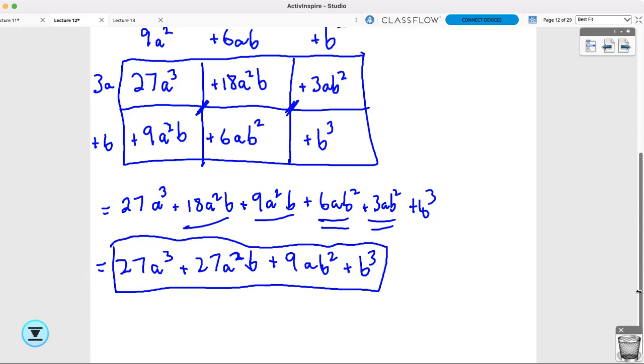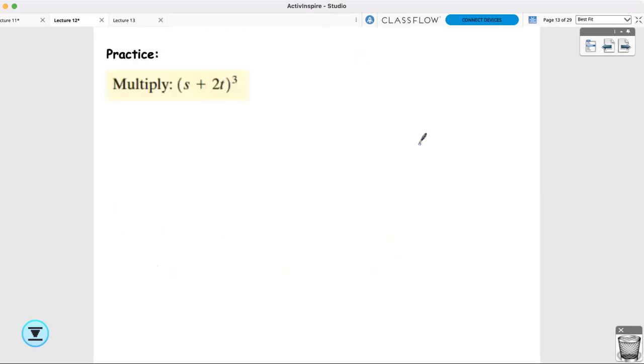All right, if no one needs more time, guys, here is the next slide. Multiplying (s + 2t) cubed. I'm gonna go ahead and give you 4 minutes on this bad boy. Good luck.